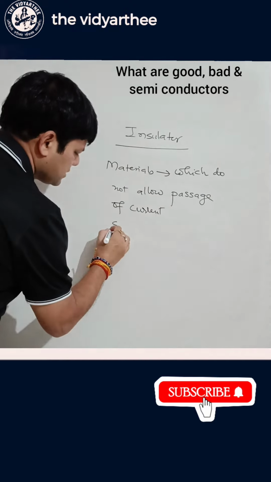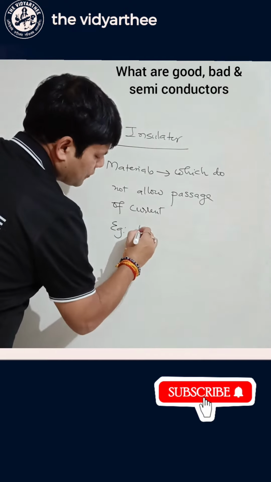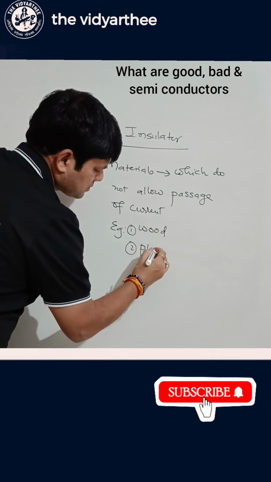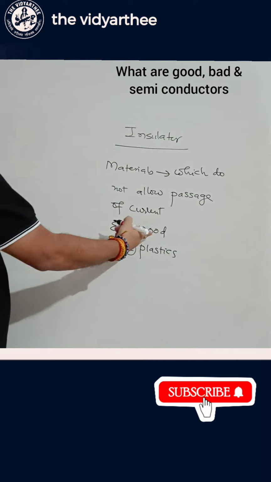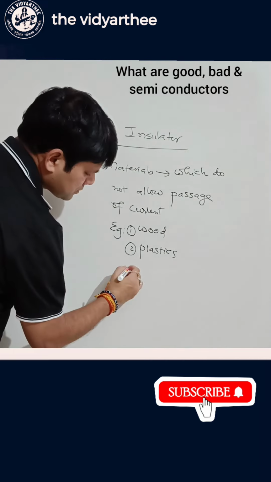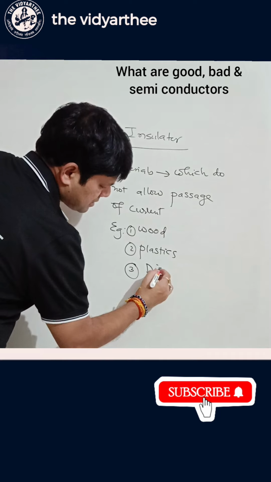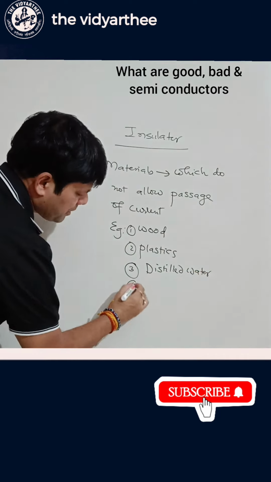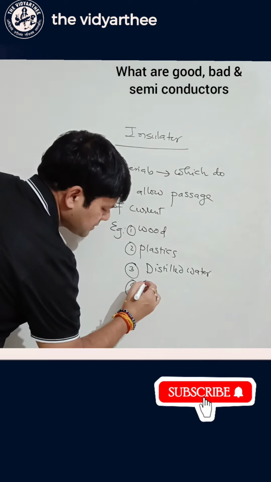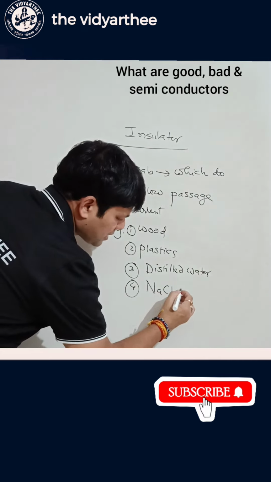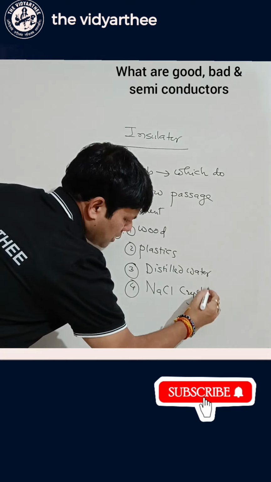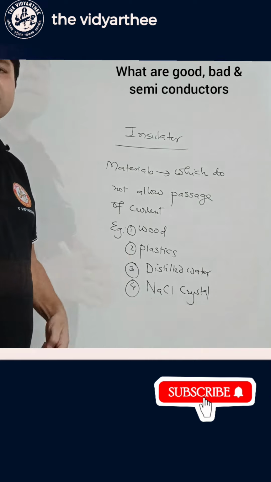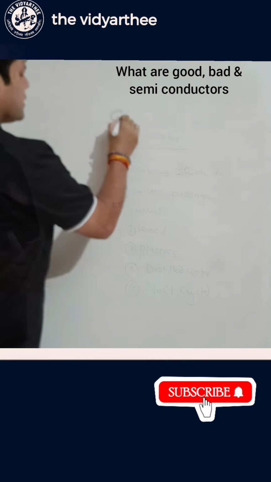Like, let us go through some examples like wood, right? All the plastics around you, any piece of wood, plastics around you, you will be surprised with distilled water, right? And one more example which is very important to note, it is NaCl crystal. So all the salt, they do not conduct by themselves. They only conduct when they are in the molten state or in solution.